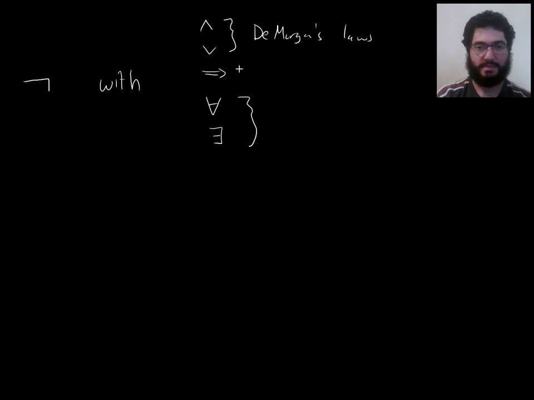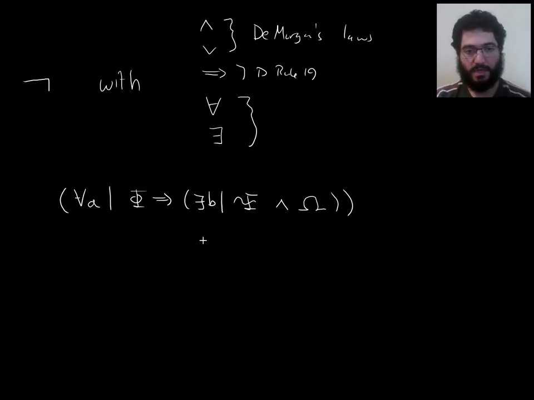So with all of this, we have sort of a complete toolkit for negating lots of logical expressions. So let me give you an example. Say you've got a statement like this: for all A, if phi, then there exists a B such that psi and omega. And you would expect, I guess, that phi involves A and that psi and omega probably involve B.